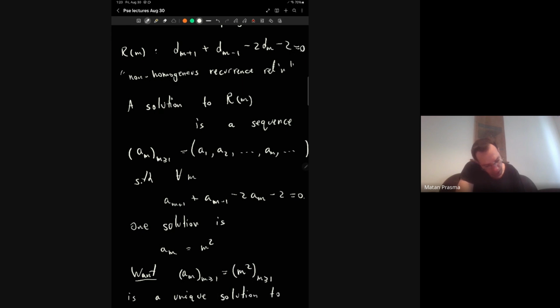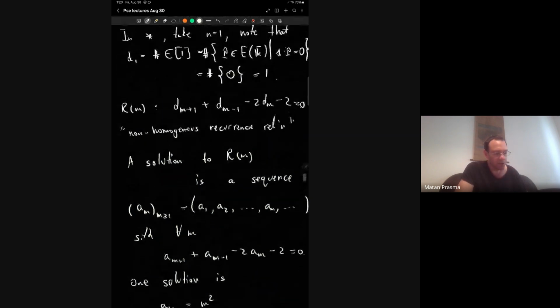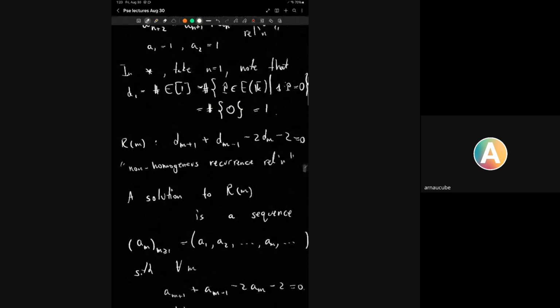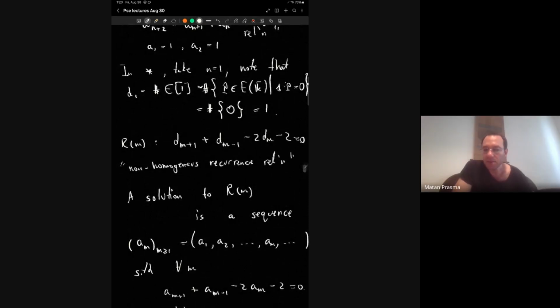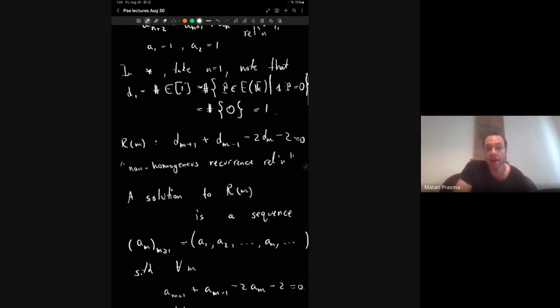To star, or it's equivalent to say that it's a unique solution to Rm. Right? Because... Yes, go on. When you say unique, you mean like the only solution? Yeah, unique is the only one. Thanks. Yes.